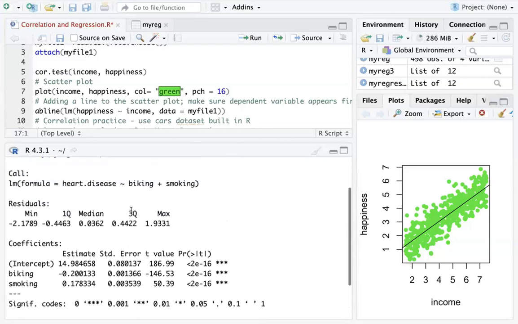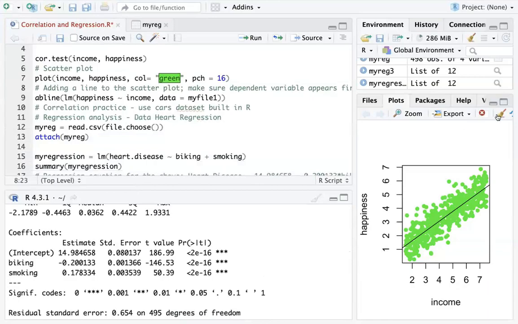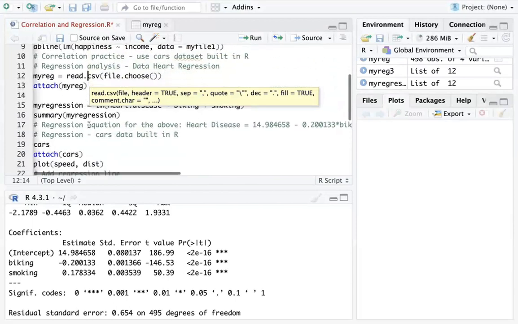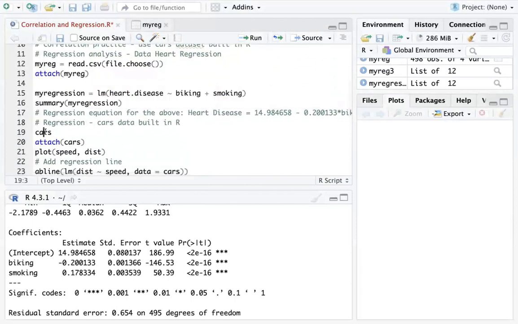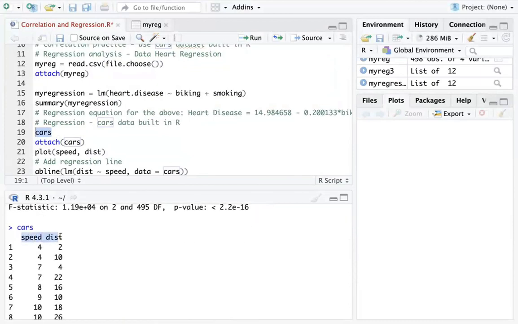Now, I will explain this p-value a little bit more, but for that, let me clear this. Okay, so for this I'll be using data that's called cars. This is data that's built in R, which means you don't have to import it. If I type cars and run it, this data is there, and you can see this data has two variables, speed and distance. Essentially, speed is one variable and distance to stop the car is another variable.